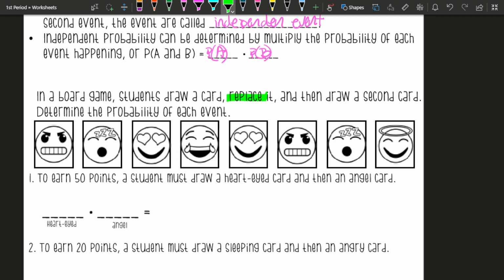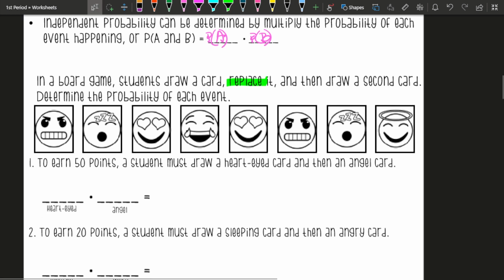So we're going to have to find the probability for each one of those things, part over total, simplify those fractions, and then we're going to multiply. So let's go ahead and look at what the card is. It says, to earn 50 points, a student must draw a heart eye card, then an angry card. So let's go ahead and look at the heart eye cards. First of all, how many total cards do we have?